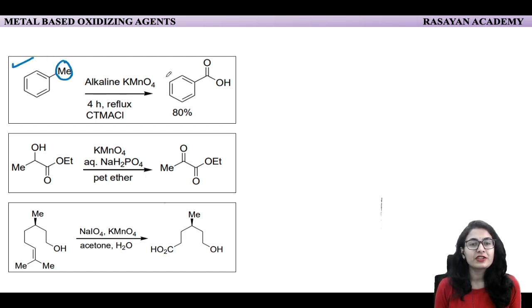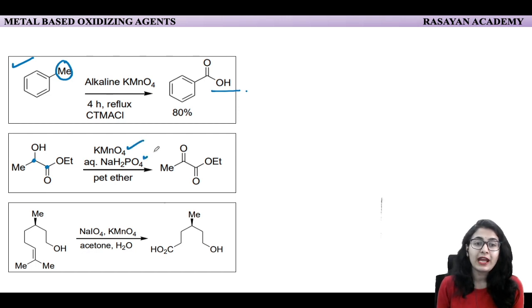Oxidation of the side chain gives you the acid directly. Oxidation of alpha hydroxy ester. See, this part is the ester, we cannot touch this. This is the hydroxy group. So alpha hydroxy ester in the KMnO4 and in the presence of a buffer. ये हम buffer लेना हमें जरूरी है to control the activity, and that's why you are going to get alpha carbonyl ester, or basically alpha keto ester, like this.